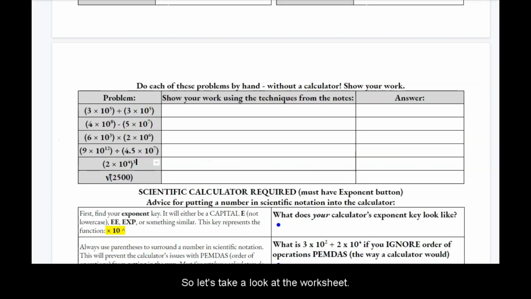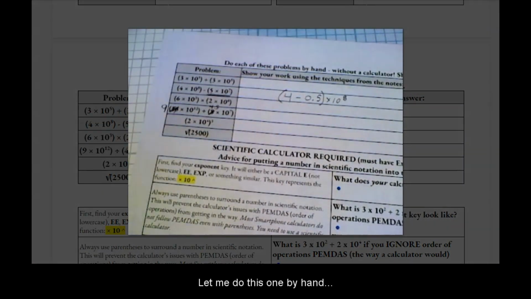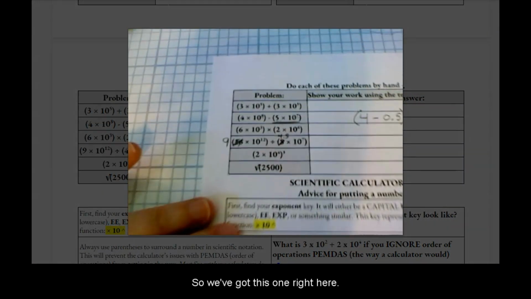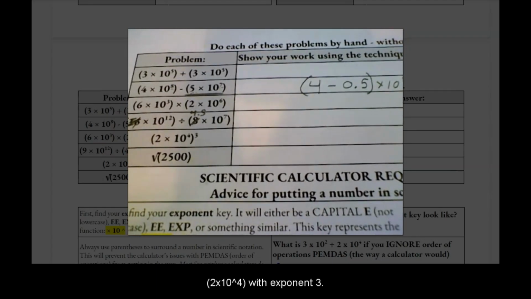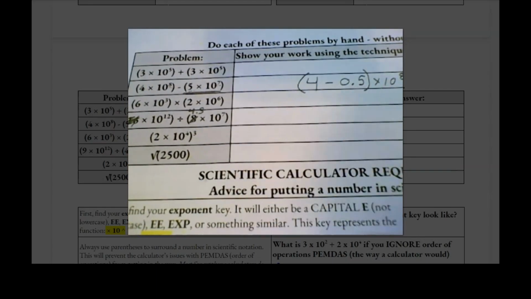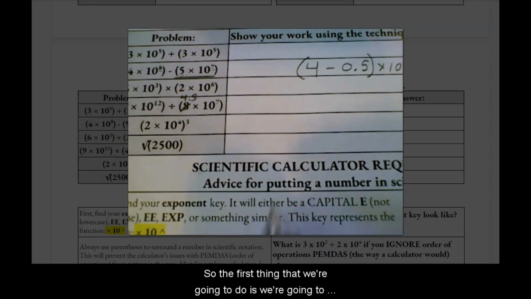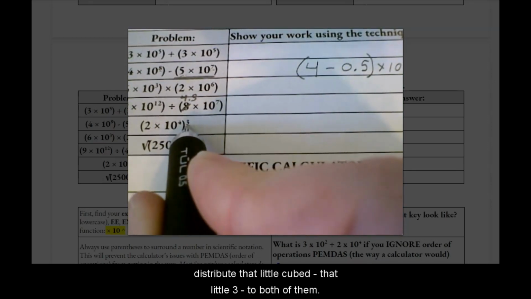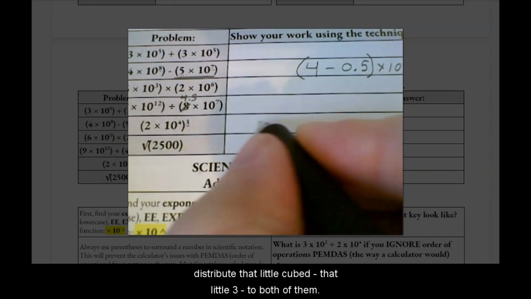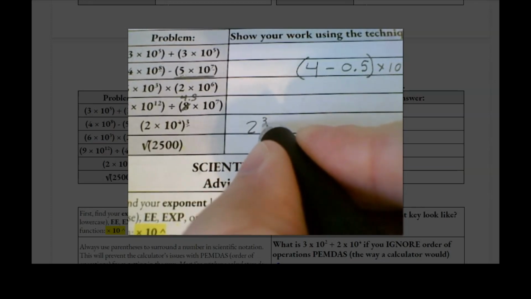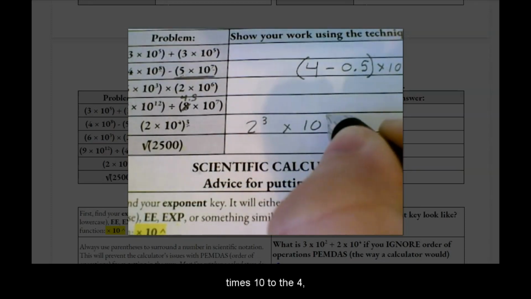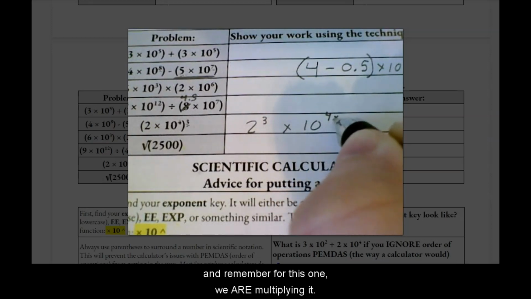So let's take a look at the worksheet. Here we've got 2 times 10 to the 4 with the exponent 3. Let me do this one by hand. So we've got this one right here, 2 times 10 to the 4 with exponent 3. The first thing that we're going to do is distribute that little cubed, that little 3, to both of them. So it would be 2 cubed times 10 to the 4, and remember for this one we are multiplying it.